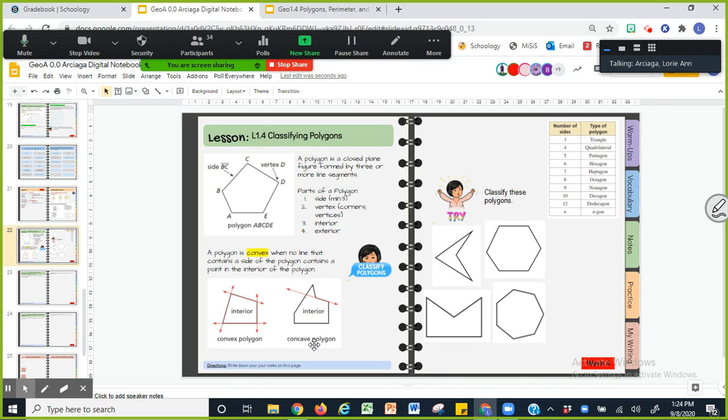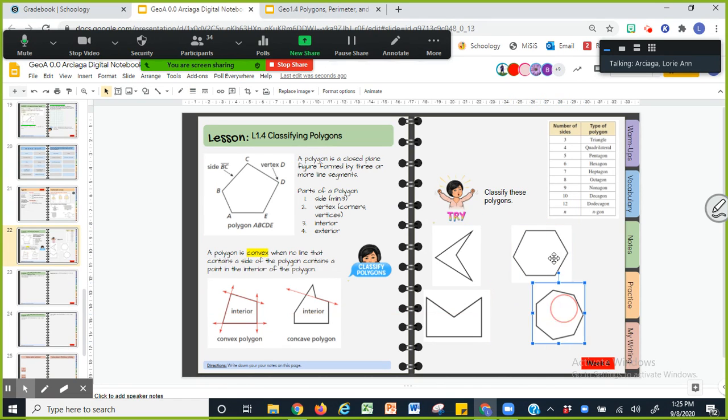Based on these two examples, I would like you to try these ones. Classify these polygons, so get your text box right here and write whether they're convex or concave, and if you can count the number of sides, you can do so. Feel free to move them around so you'll have space to write your answers. Can I give you about 3 minutes to do that? Your 3 minutes starts now.